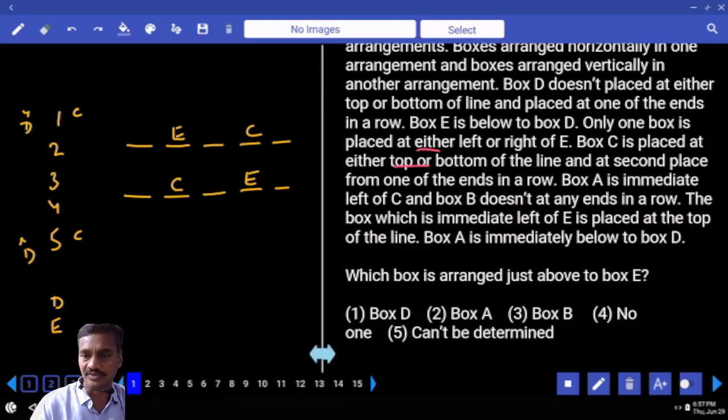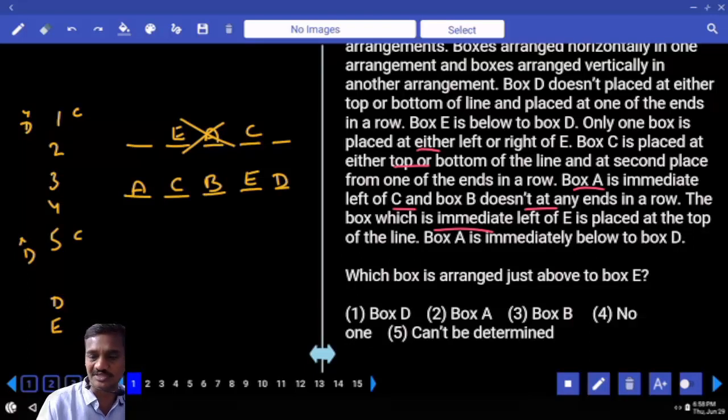Then A is immediate left of C, immediate left hand side of C. And B does not sit at any ends of the row. B cannot be here. If B is here, then D will be in this place. That must have been the row arrangement. Then the box which is immediate left of E is placed at the top. What is that box? B. Now B must be at the top. B is here, C will be here. And A is immediately below D.